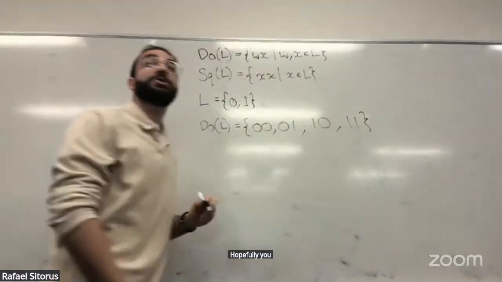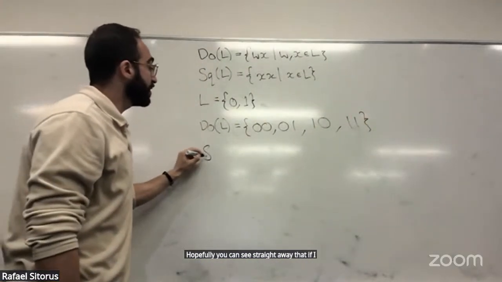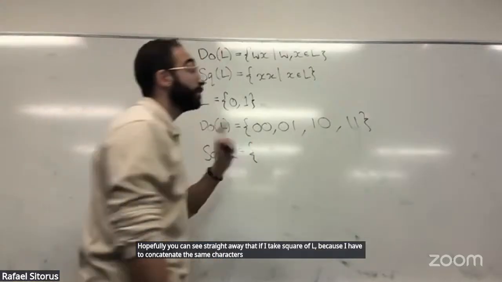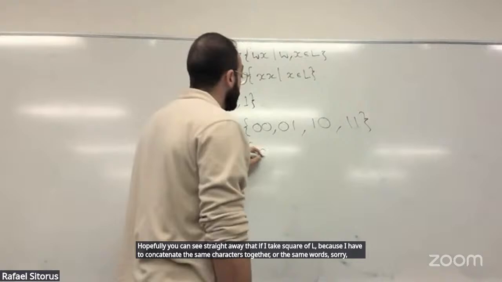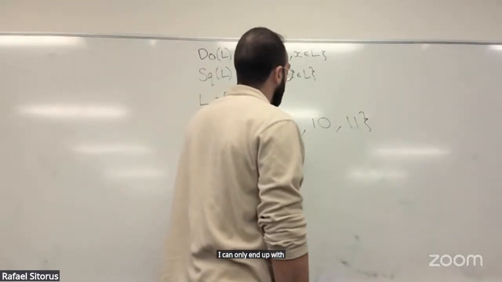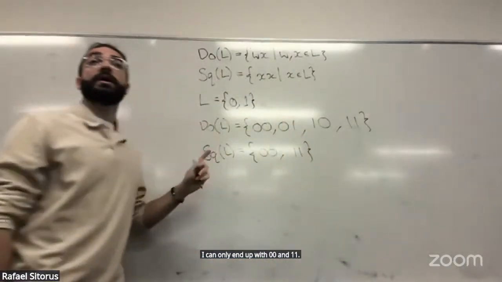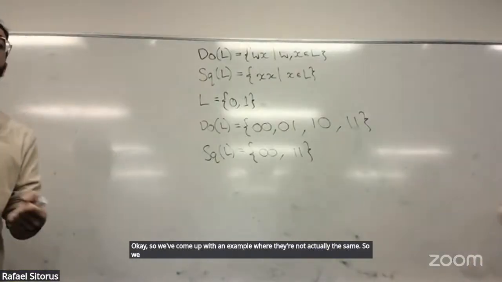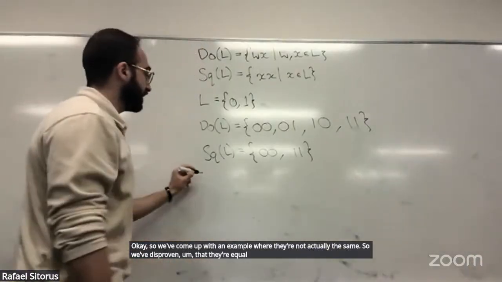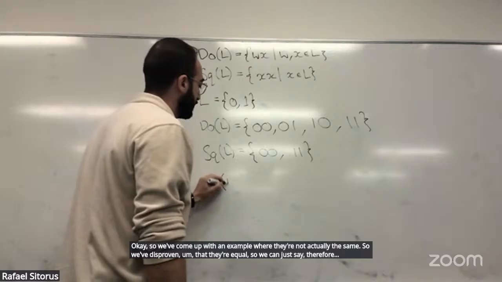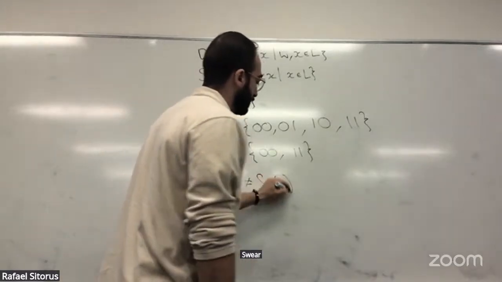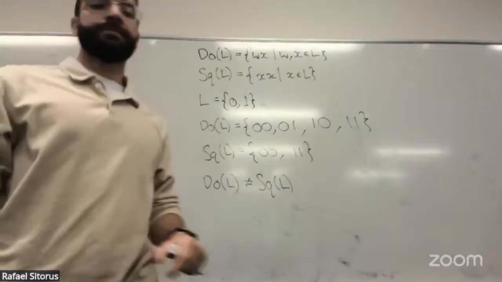Hopefully you can see straight away that if I take square of L, because I have to concatenate the same words together, I can only end up with 00 and 11. So we've come up with an example where they're not actually the same. So we've disproven that they're equal, so we can just say, therefore, double of L does not equal square of L.